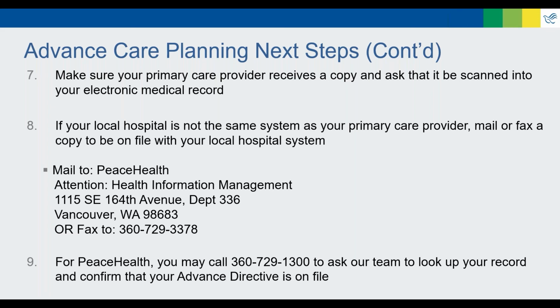And that's in case you were in a car accident or something like that, the hospital that you would go to, that's what you want to be thinking about. Which hospital would I be delivered to if I were unconscious, say after a car accident, and make sure they have record of this information too, if they're not with your main healthcare agency. And then for PeaceHealth, you can call the number provided in step 9 here to check and make sure your advance directive made it into your electronic medical record, that it's on file and all's well.